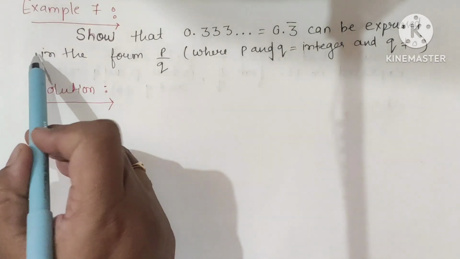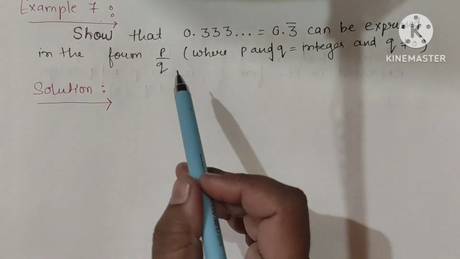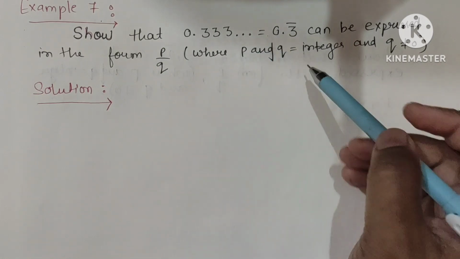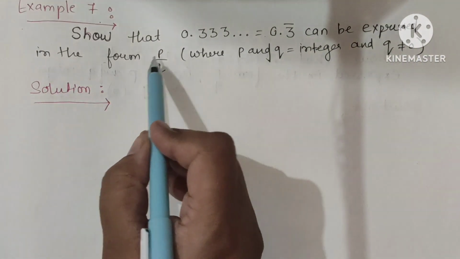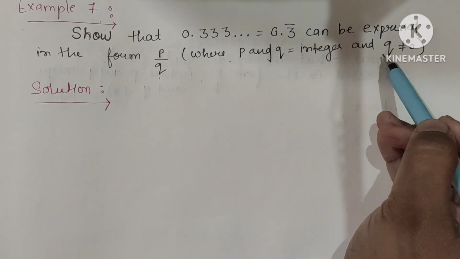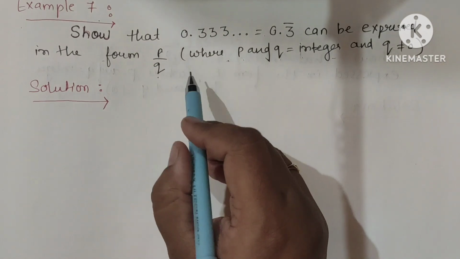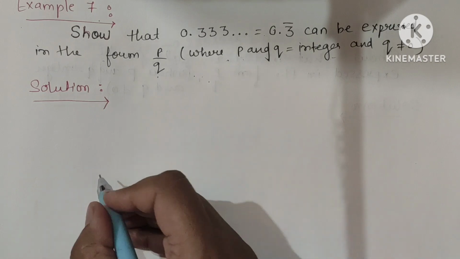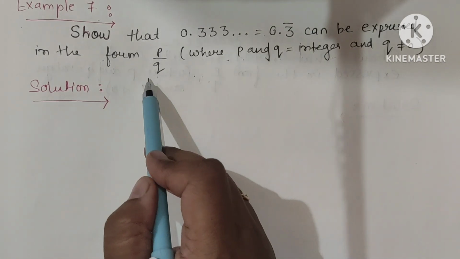Now let us see example number 7. Show that 0.333 and so on, which is 0.3 bar, can be expressed in the form of p by q, where p and q are integers and q is not equal to 0. I have made a short video on this question, but we will see in detail how you are going to solve it.